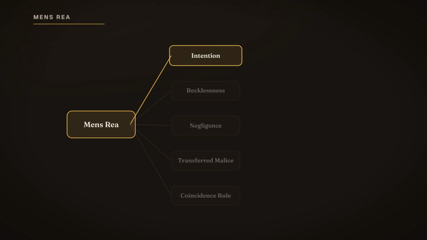Intention is the highest and most blameworthy form of mens rea. We divide it into 2 types. Direct intention is straightforward. D acts with the purpose or aim of bringing about a particular result. If I shoot someone wanting them to die, I directly intend their death. Oblique intention is harder. This arises where death or serious harm is not D's purpose, but it is a virtually certain consequence of their actions, and D appreciates that.